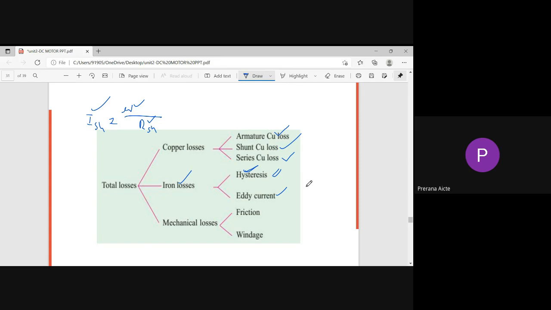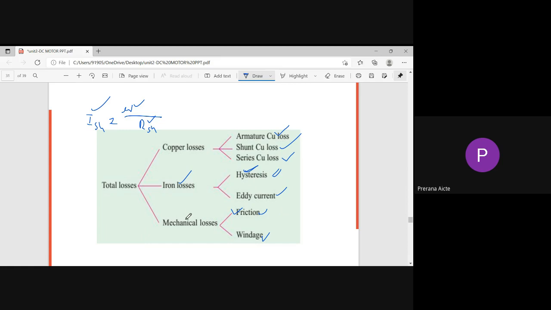For that, some amount of power is drawn from the supply to overcome this opposition. That power we call windage power or windage loss. Similarly, bearing friction and brush friction. Because of this friction, heat is developed in the bearings and brushes, so some loss takes place. Those losses we call frictional losses. These are the losses regarding DC machines.